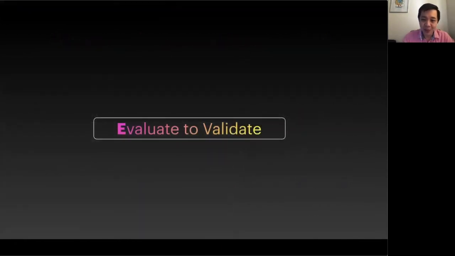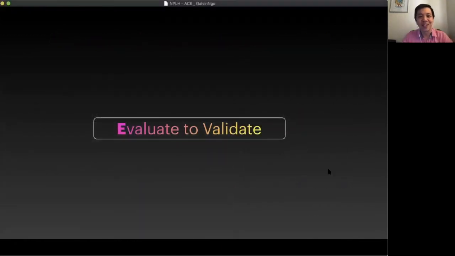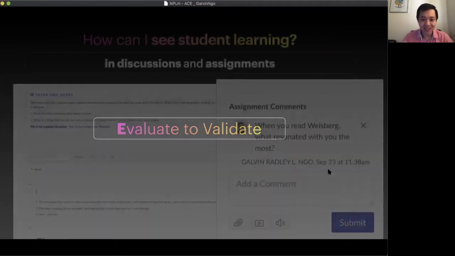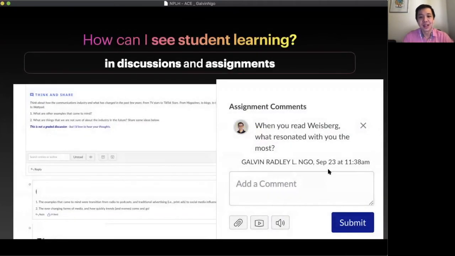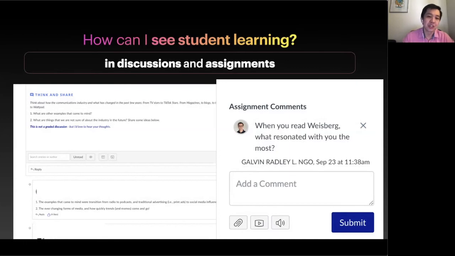Finally, evaluate to validate. And most probably you're thinking assessment. And I think this is pretty obvious and basic for us teachers, right? So how do I see student learning? And I think this is the key question about evaluating to validate. When you teach online or at a distance, how can you see that students are actually learning?